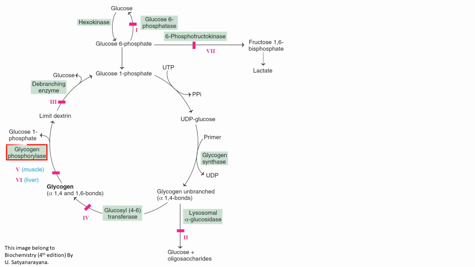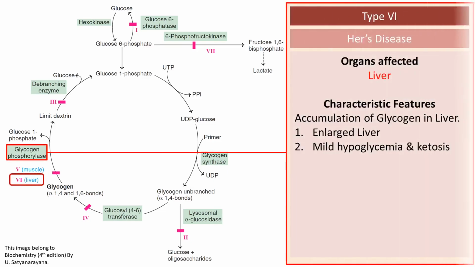After that, if glycogen phosphorylase in our liver becomes deficient, in that case, there will be occurrence of type 6 glycogen storage disease, which is also known as Hers disease. And the organ which will be affected will be, of course, the liver, because here glycogen phosphorylase in our liver is becoming deficient. The characteristic features over here include accumulation of glycogen in liver. This will lead to increase in the size of our liver, and also there will be occurrence of mild hypoglycemia and ketosis.